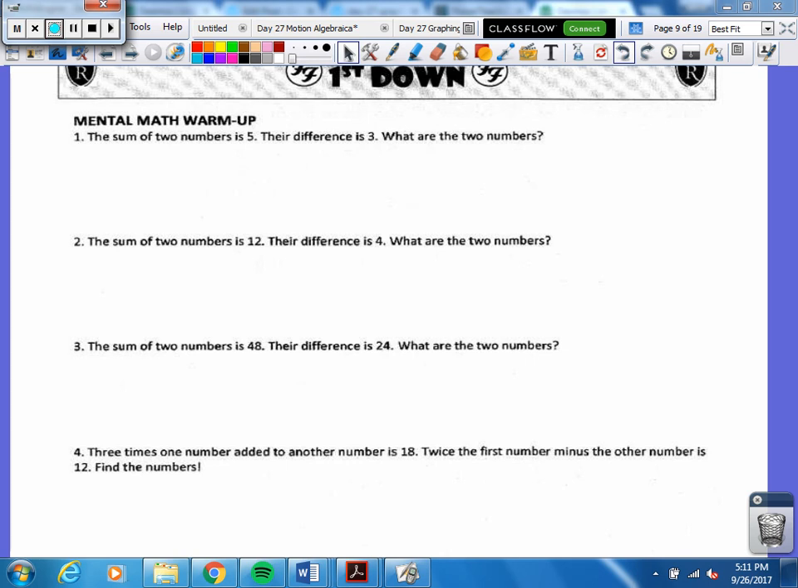Alright, here we go. Mental math, no calculator allowed. See if you can get it. We're going to start off easy and increase in difficulty as we go.